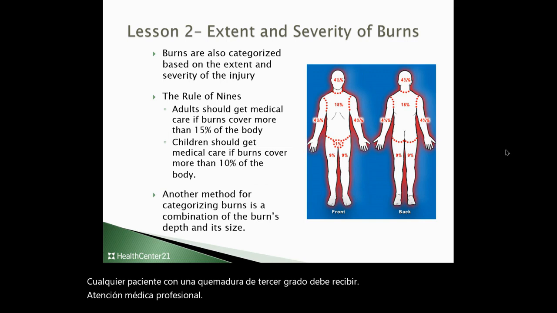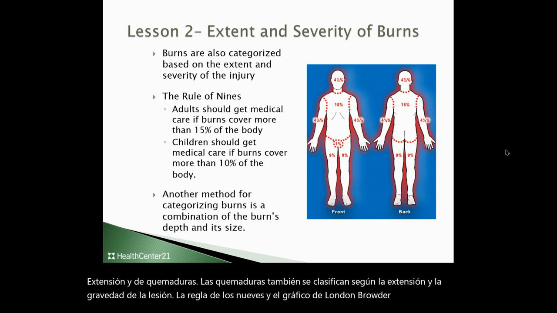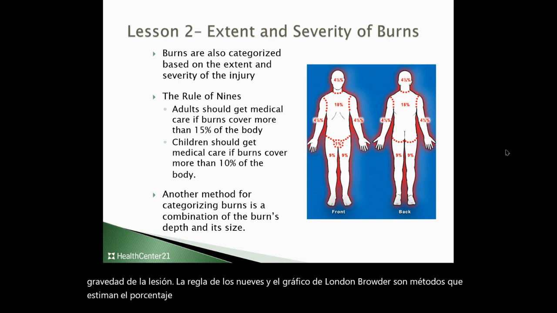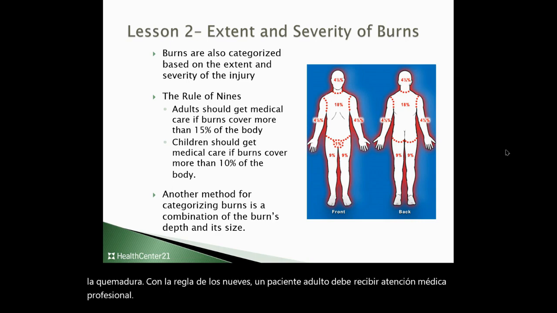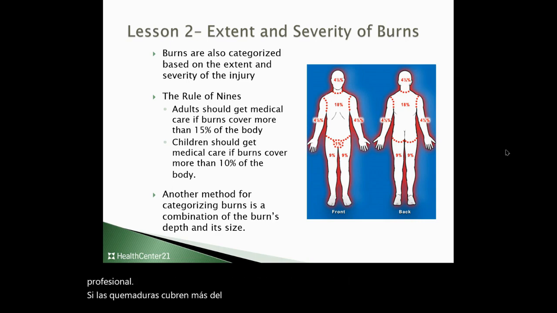Extent and severity of burns. Burns are also categorized based on the extent and severity of the injury. The rule of nines and the Lund and Browder chart are methods that estimate the percentage of the body surface area, called BSA, that has been affected by the burn. With the rule of nines, an adult patient should get professional medical care if burns cover more than 15% of the body. Children, if burns cover more than 10%.